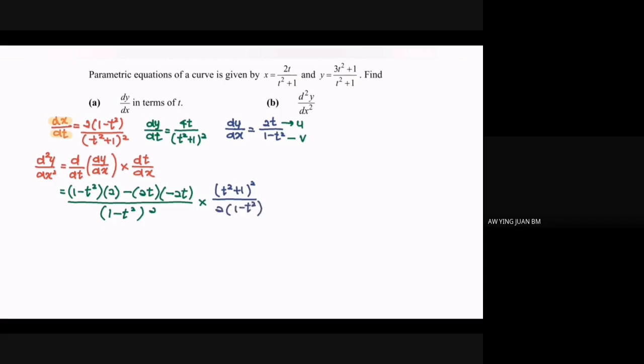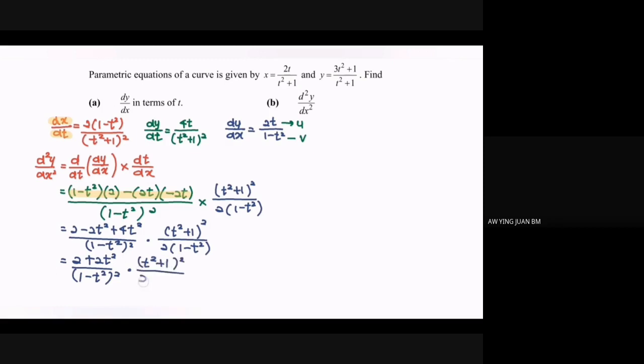So kindly simplify the situation in the numerator. So we will have 2 minus 2t squared plus 4t squared over 1 minus t squared bracket square multiply with t squared plus 1 power 2 over 2 bracket 1 minus t squared. So for the left hand side, we will have 2 plus 2t squared over 1 minus t squared power of 2 multiply with t squared plus 1 power of 2 over 2 bracket 1 minus t squared. So next I'm going to factor out the 2.